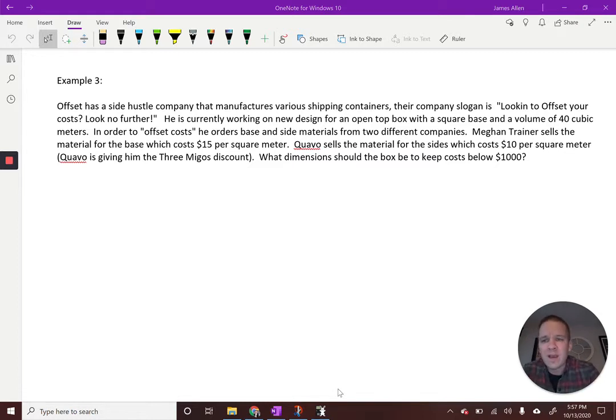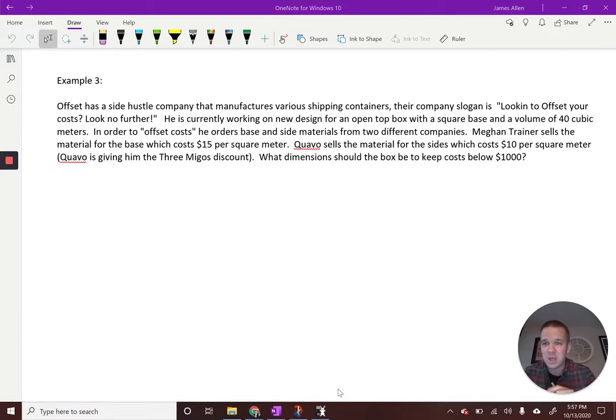All righty. We got Offset, who has a side hustle company that manufactures various shipping containers. Their company slogan is, looking to offset your costs? Look no further. That's great. He is currently working on a new design for an open top box with a square base and a volume of 40 cubic meters. In order to offset costs, he orders the base and side materials from 2 different companies.